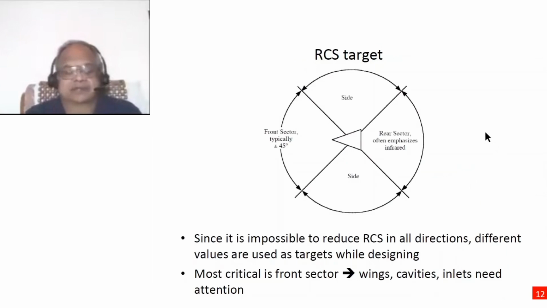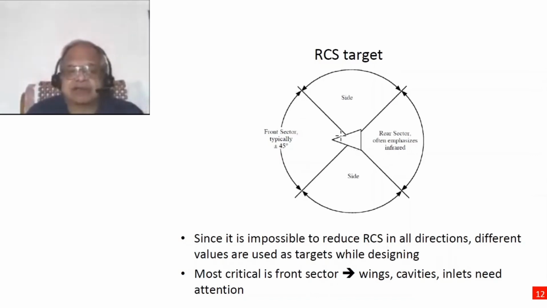So as I said in the beginning, it's not always possible to reduce the radar cross section in all directions, because you really don't know where the receiving antenna is, and it's not easy to detect where the receiving antenna is. So what is done at best is to try and minimize it in certain areas where you think detection is likely to happen. So in this picture, as you see, let's assume this triangle is the object we are trying to include stealth characteristics in.